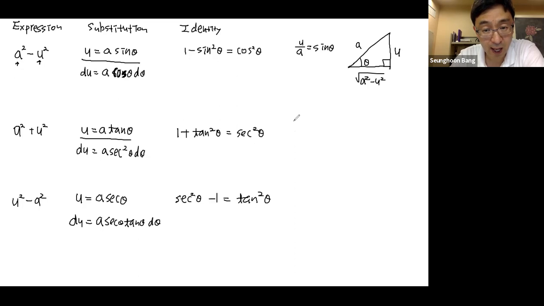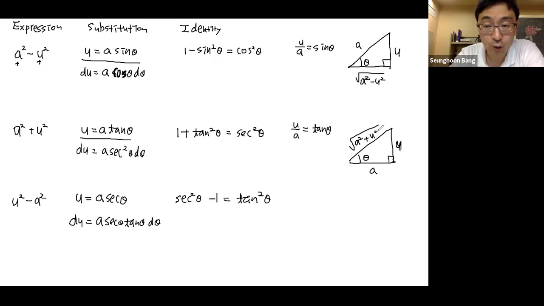The second one, u equals a times tangent theta. You can divide by a. The u over a is tangent theta. So you can draw a triangle here. What is tangent theta? Opposite over adjacent. How can you find the hypotenuse? You can use the Pythagorean theorem. The square root of a squared plus u squared.